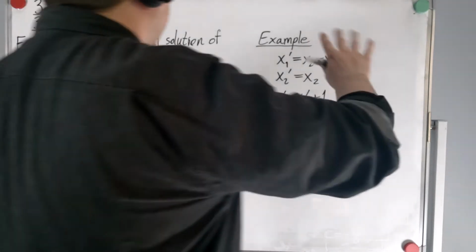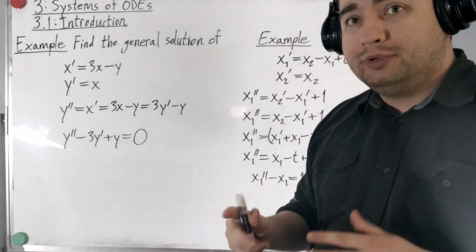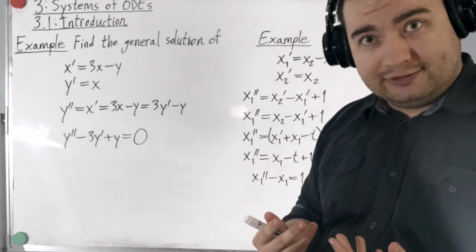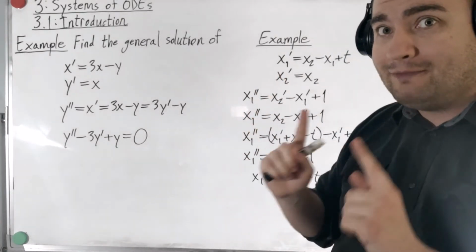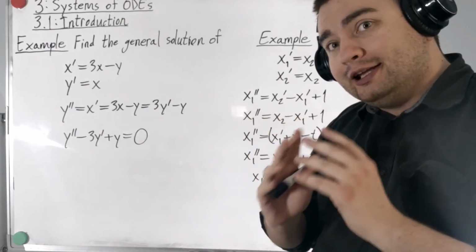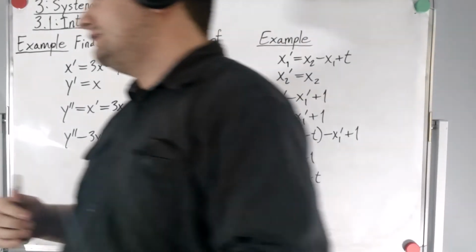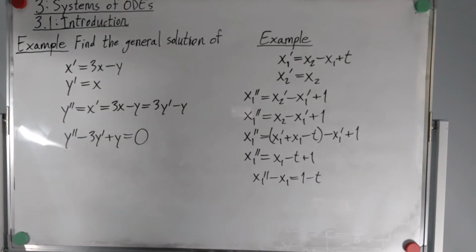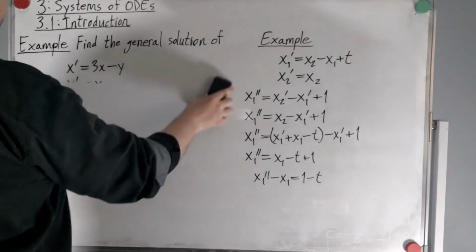Okay, so these two examples illustrate that some systems of ODEs can be rephrased as scalar ODEs. That's not true for all systems of ODEs. However, the converse is true. Every scalar ODE, I should say every linear scalar ODE, can be rephrased as a system of ODEs. Not just any system, but actually a first order system. Okay, so let's talk about how to do that.